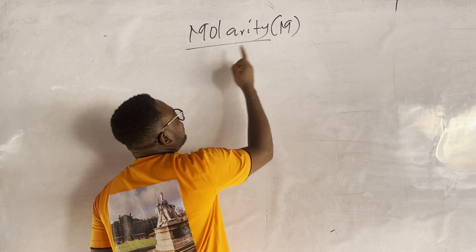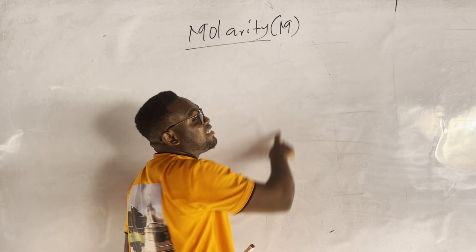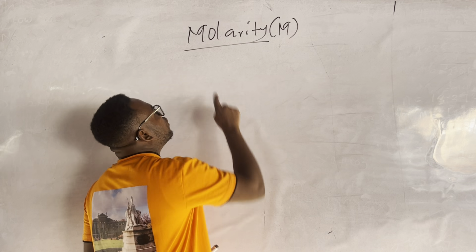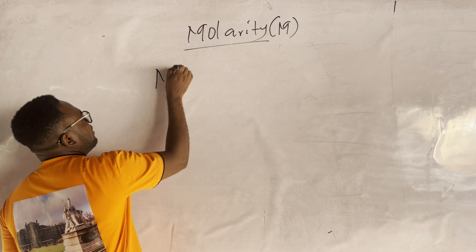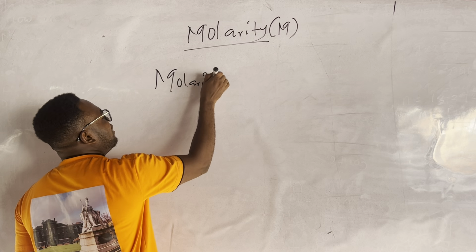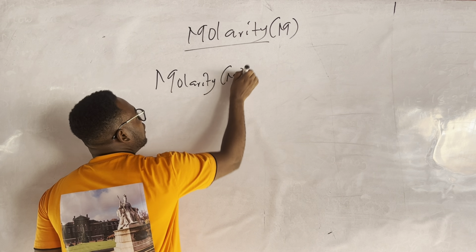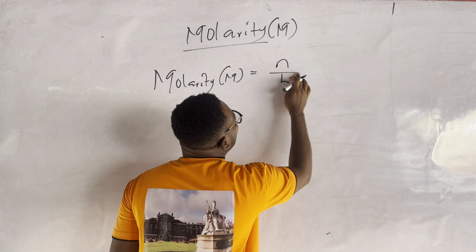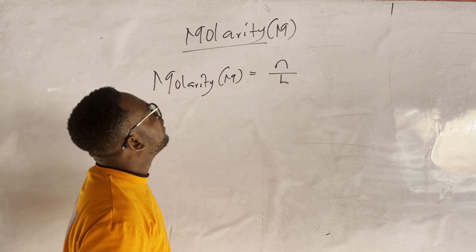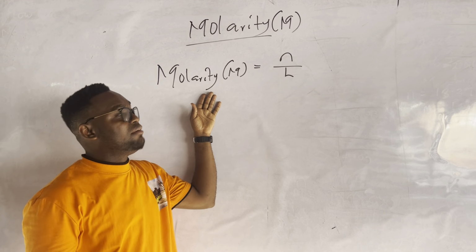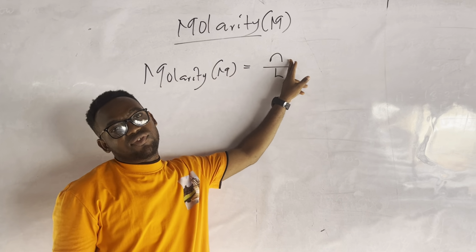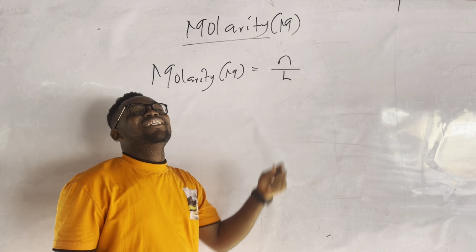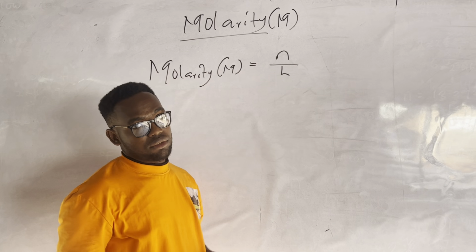Please, it is important to state that molarity is represented with capital letter M, while molality is represented with small letter m. So quickly, what is the formula for molarity? We said that molarity, capital letter M, is equal to the number of moles over the liters of solution. So this is the formula for calculating molarity. This n here stands for the number of moles of solute, while this L here stands for the liters of solution.